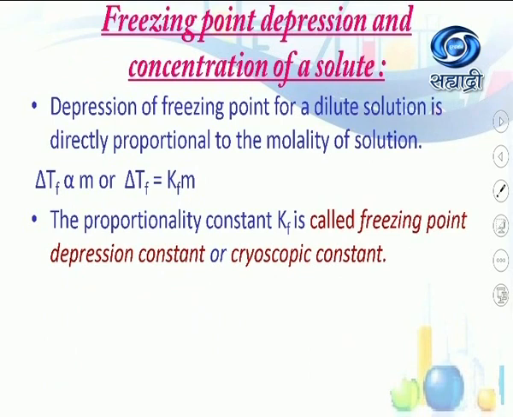Depression of the freezing point of a dilute solution is directly proportional to the molality of a solution. So delta Tf is directly proportional to m, where m is the molality. So delta Tf is equal to some constant, let this constant be Kf, into m, where Kf is the proportionality constant. But this is used in the depression of the freezing point. That's why it is known as freezing point depression constant, or one more word, cryoscopic constant.